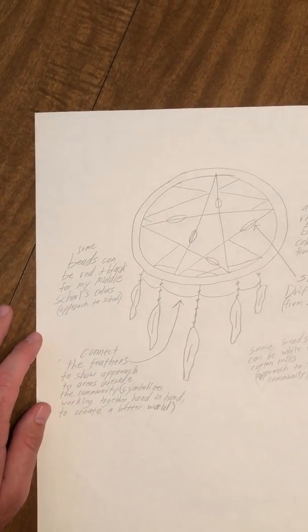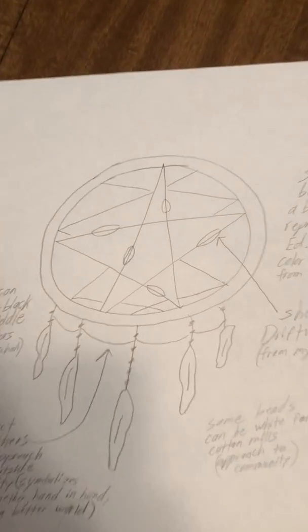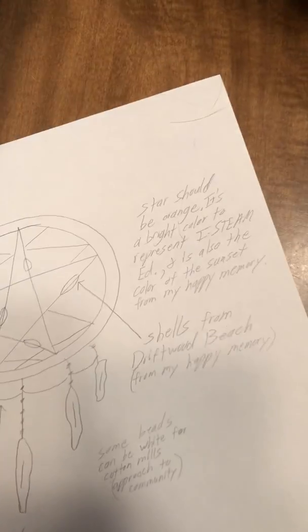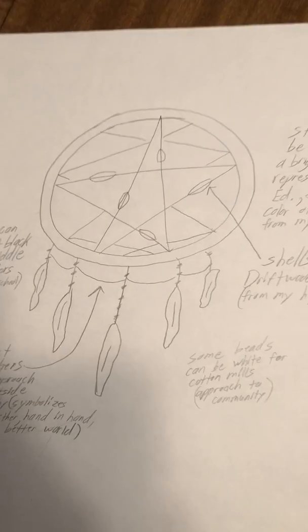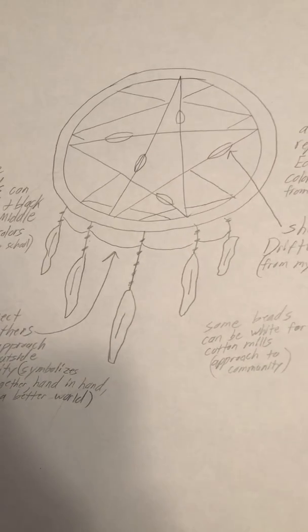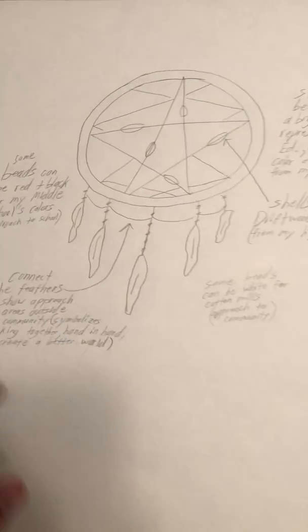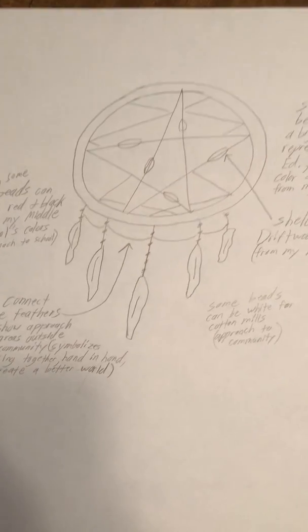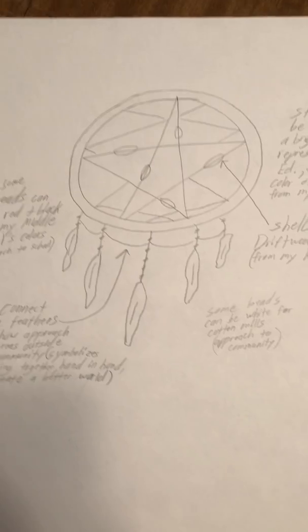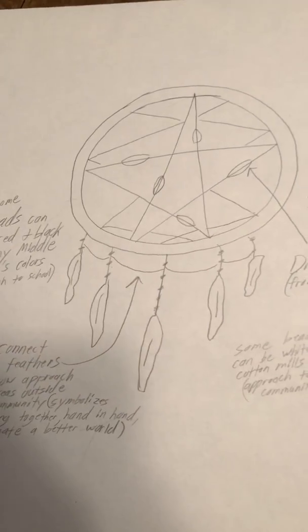Hallmarks of iSTEAM approach. The star has 5 points. So, sorry, that's my cat trying to jump on the table. The star has 5 points, which would represent the five different elements of STEAM education, as well as there are 5 feathers, which would show the same thing, although the feathers are also going to demonstrate something different, which I'll explain shortly.